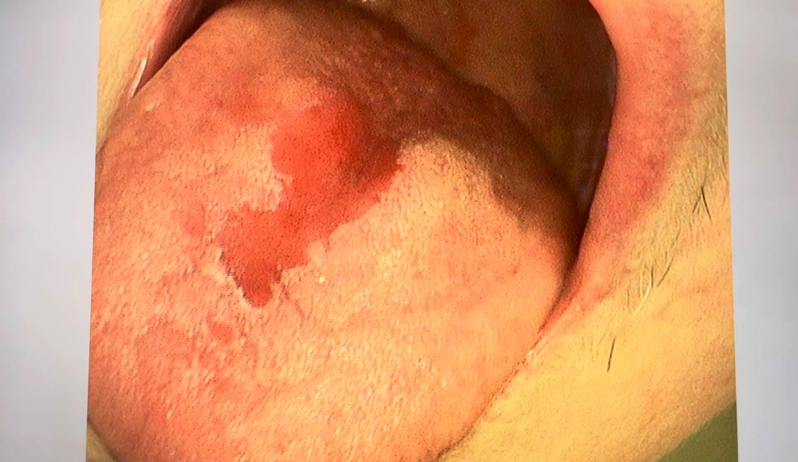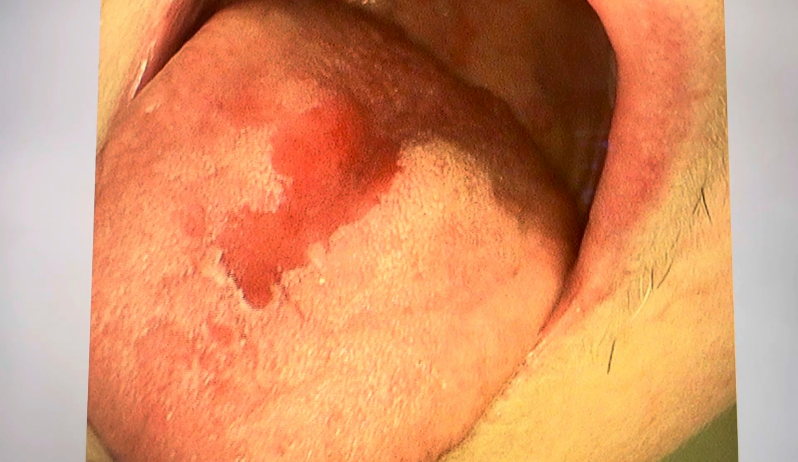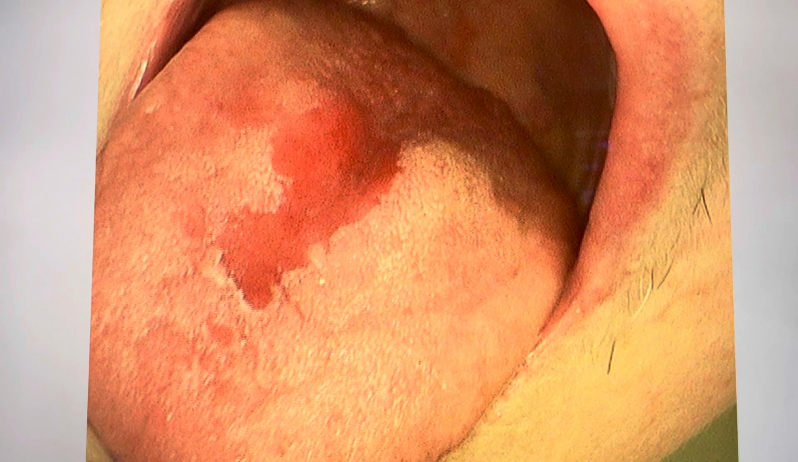First of all, this is not geographic tongue, because geographic tongue is when we lose all these little projections on our tongue. It always has a white, tan-colored border, and we do not see that. Geographic tongue usually shows multiple islands here and there.